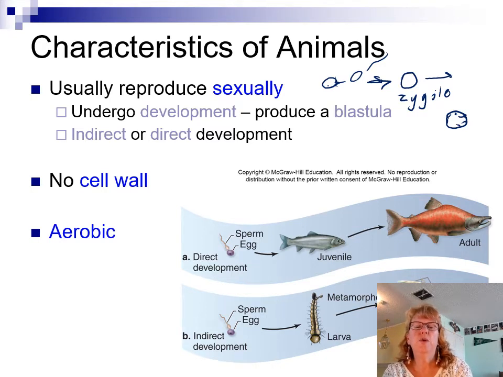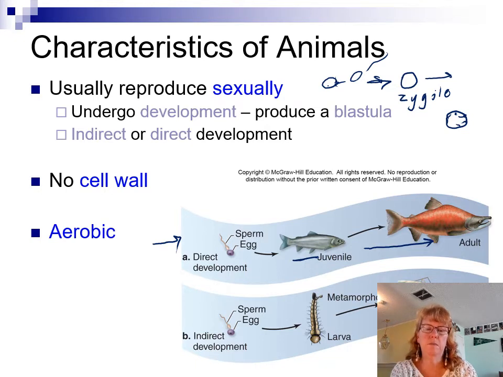Okay, and so when organisms go through development, we can either talk about direct or indirect development. And so I'm seeing that my picture is kind of covering up a little bit of the bottom of this diagram. But if we look at letter A here, this is what would be considered direct development. So you have a juvenile that as it grows and develops becomes an adult, and they look about the same. They have all of the same parts. Growth and development just causes the organism to be bigger.